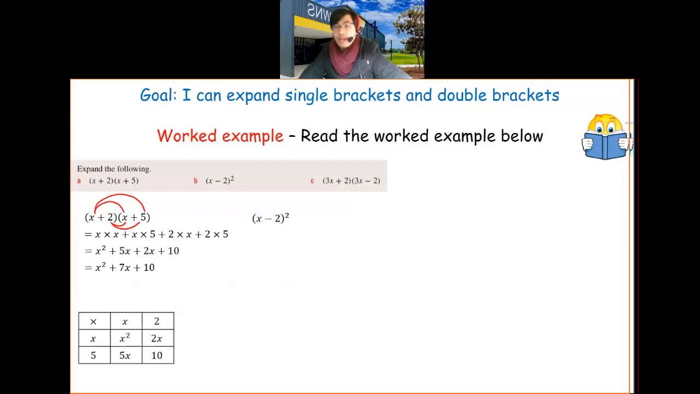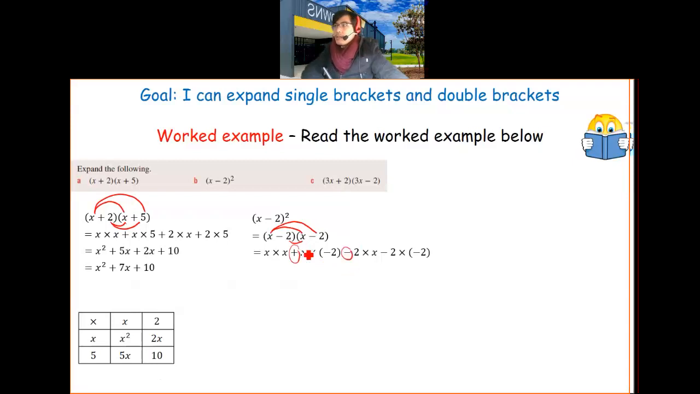Next one, we got x minus 2 all squared. Now, let's think about it. So square means that it's multiplied by itself, right? So we have x minus 2 times x minus 2. So using the FOIL method, first, x times x, outer, x times negative 2, all right? So the tricky bit here is that we got a positive x, that's where this plus comes from, positive x times by a negative 2. Okay, then the inner, we've got a negative 2, that's where this minus comes from.